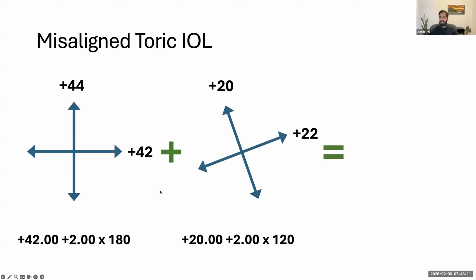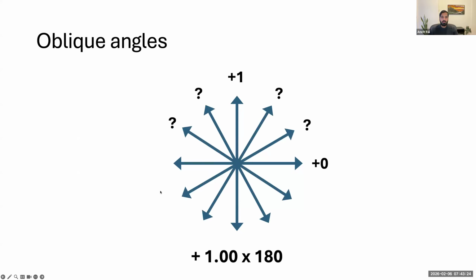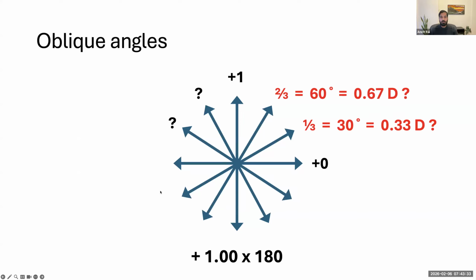But what happens when the axes are not conveniently aligned? What do you do in this situation? How do we add these numbers? In order to answer that question, we need to know what the power is along any meridian, not just the primary meridians. If we go a third of the way between 0 and 90 degrees, does that mean we have 1/3 of the power? And if we go 2/3 of the way, does that mean we have 2/3 of the power? Unfortunately, it's not a linear relationship and it doesn't work this way. So let's see how it actually works.